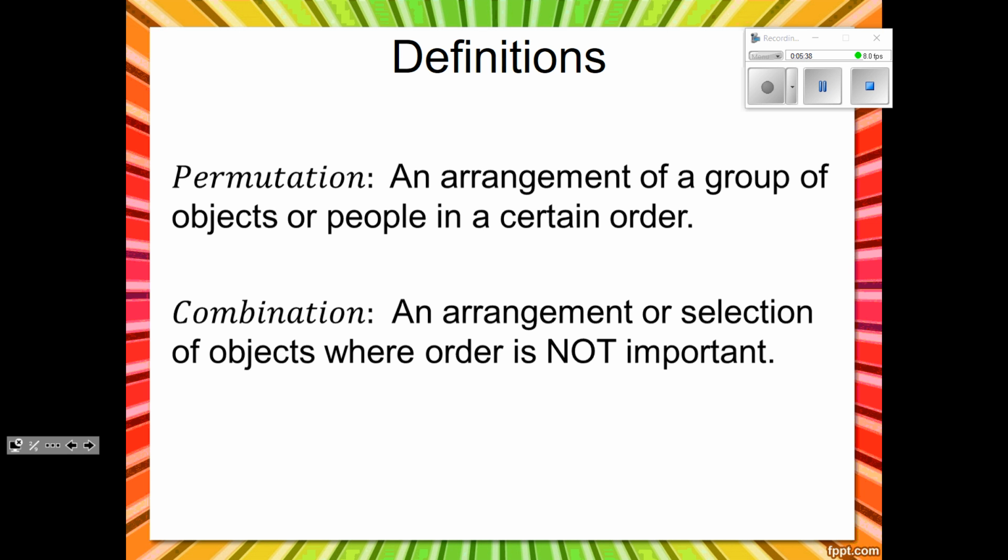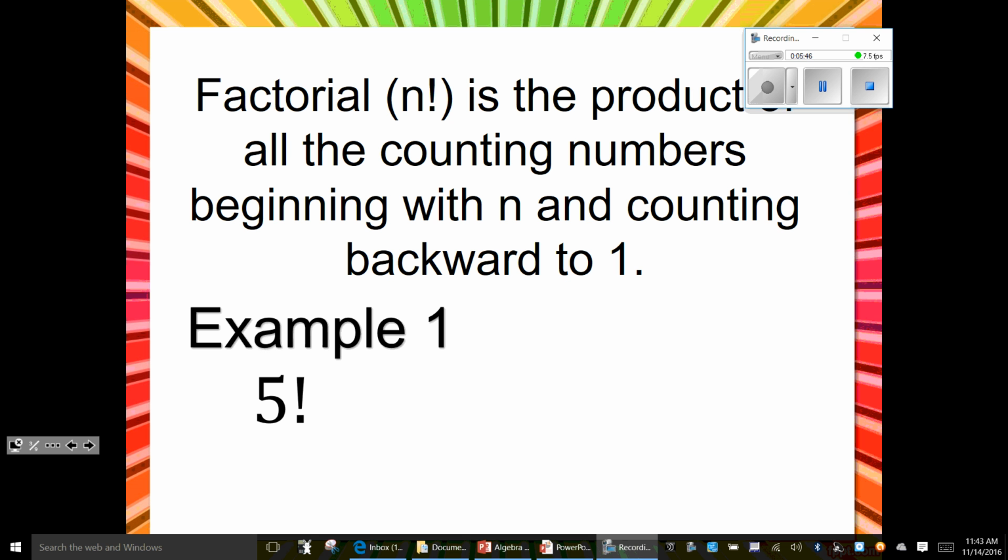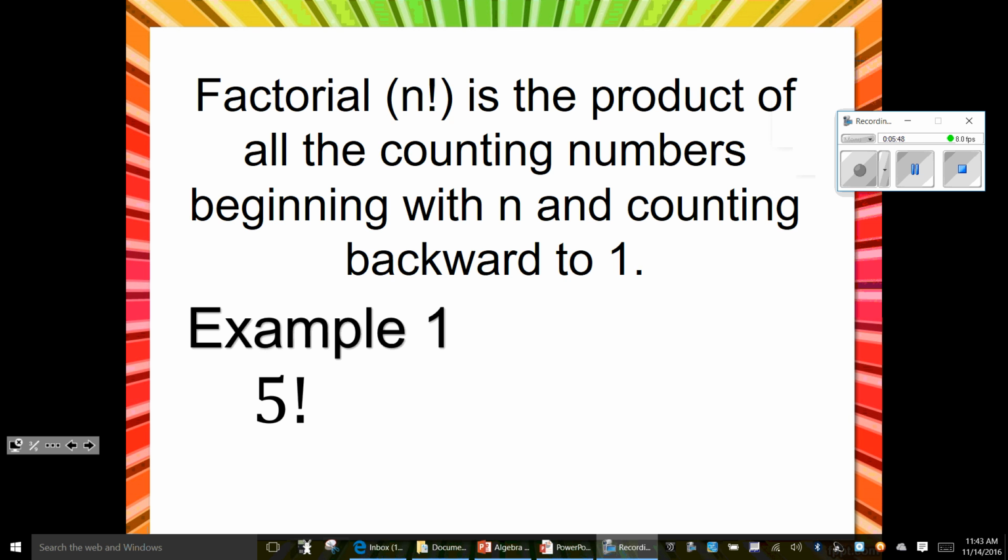Okay? So what you actually did, let's look at factorial first. Yep, this is the definition of a factorial. And it is denoted with the exclamation point. It's the product of all the counting numbers beginning with n and counting backwards to 1. Okay? It's the product of all the counting numbers.